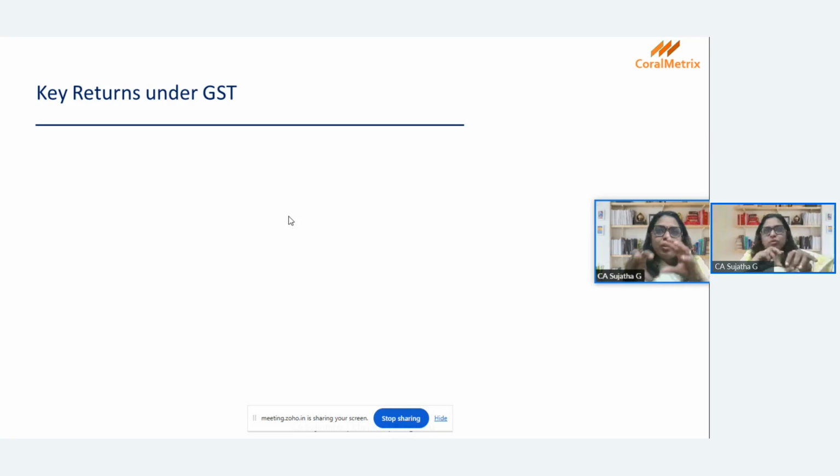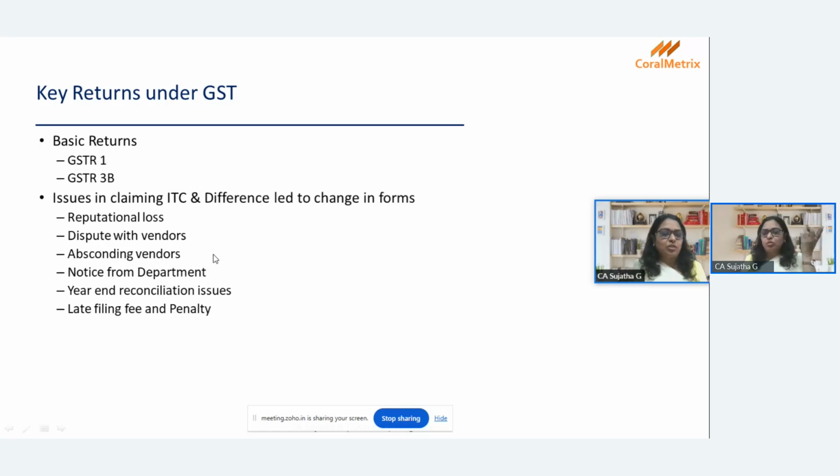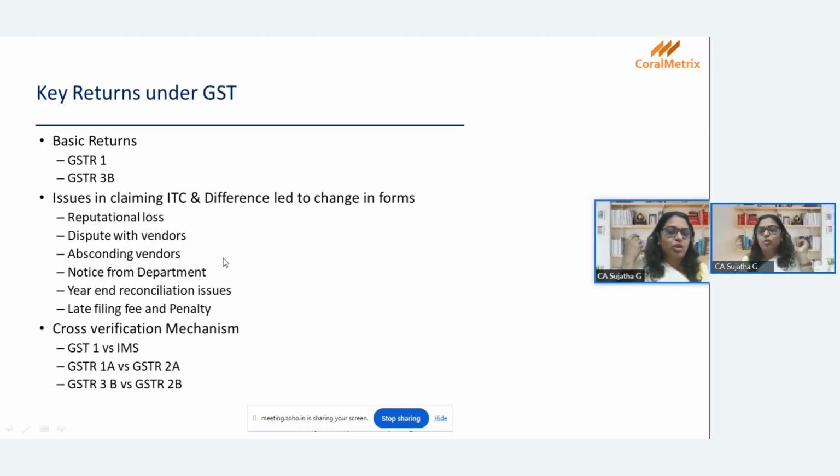And also, with respect to certain tables, we will understand what the consequences are, what the changes are, and what the intention of the government is for bringing out certain tables in the form, so that you understand and appreciate it in a better way. This is more towards better compliance and understanding the intention of the government. So when it comes to key returns, everybody knows in GST it is GSTR1, GSTR3B, GSTR2. These are all the returns which we always talk about.